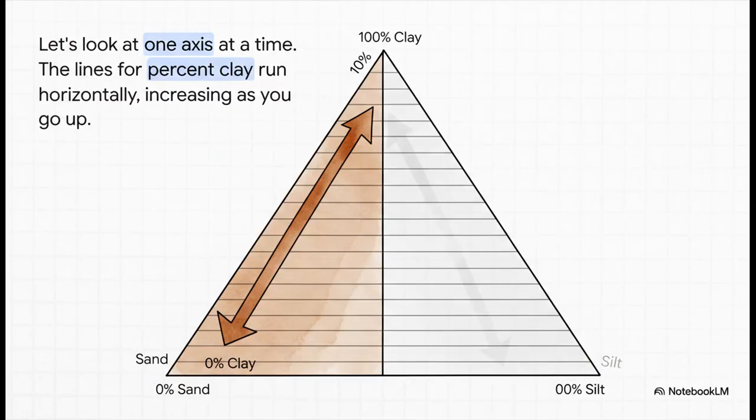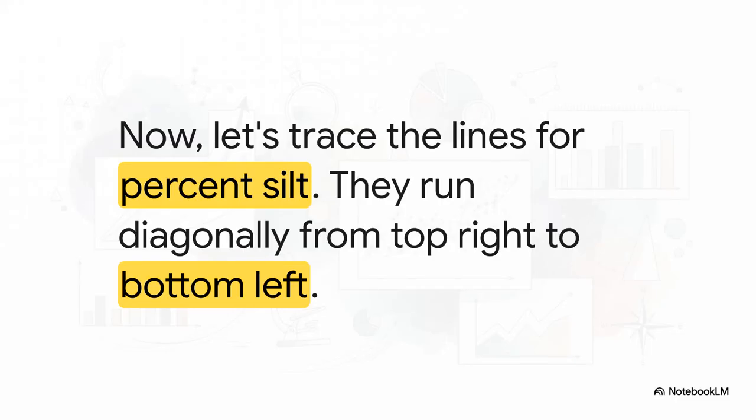The trick is to just look at one ingredient at a time. Let's start with clay. See the lines that go straight across, horizontally? That's the clay axis. At the very bottom, it's 0% clay. As you move your finger up toward the top point, the percentage of clay goes up, all the way to 100%. Simple enough, right? Okay, 1 down, 2 to go.